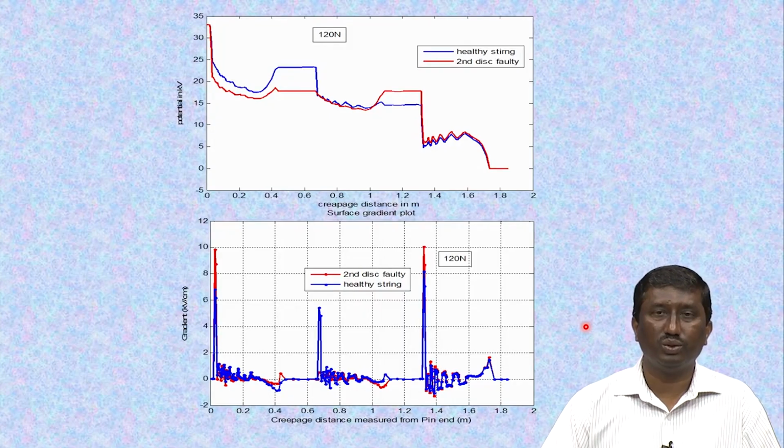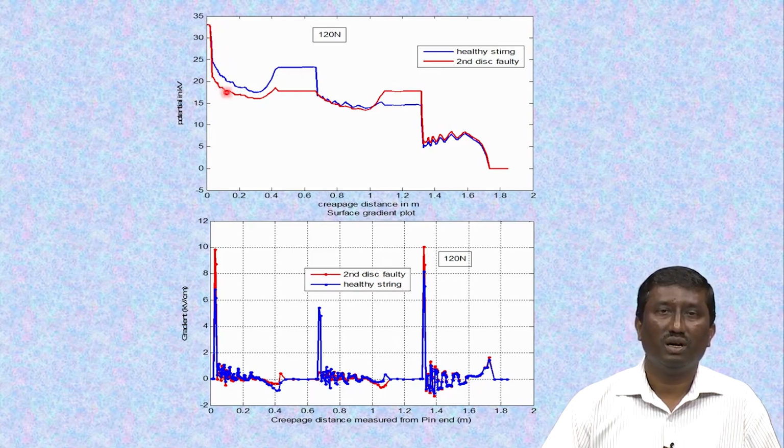So, we have tried to see how the potential behaves, starting with the example of a simple 3 disc insulator string. Each disc is connected here, and intentionally 33 kV potential is applied. You see the 33 kV potential, and the second is at 20 kV or 22 kV, so it is not uniformly distributed, and the third insulator is connected to the ground end, the cap of the third is connected to the ground end.